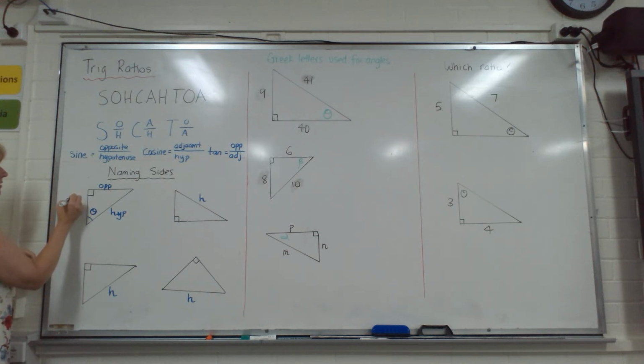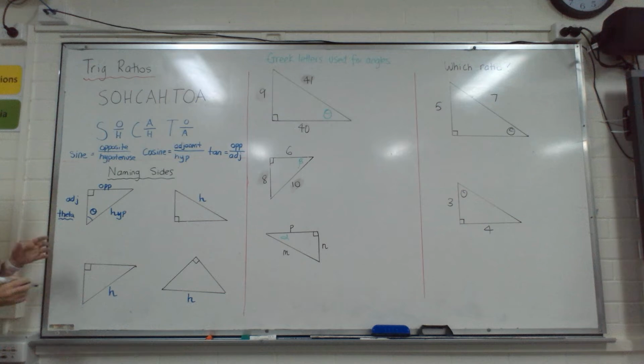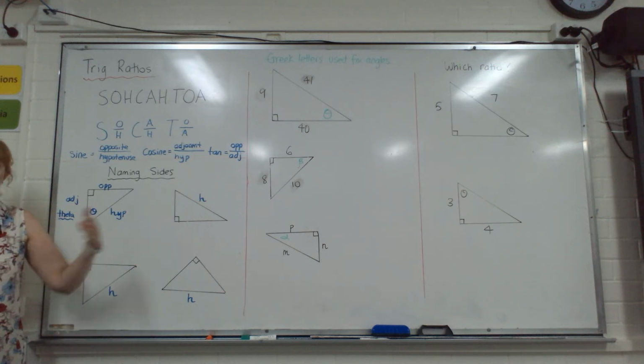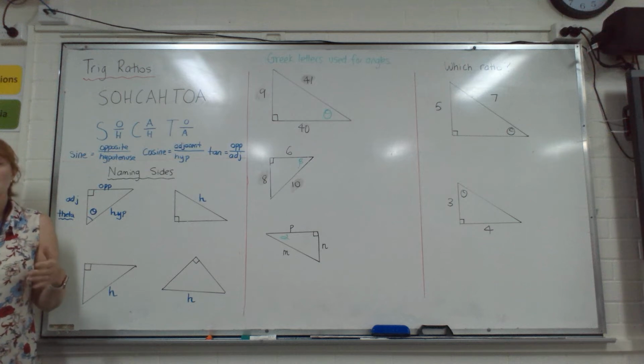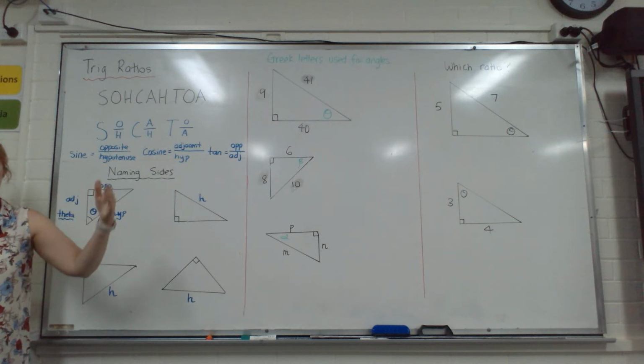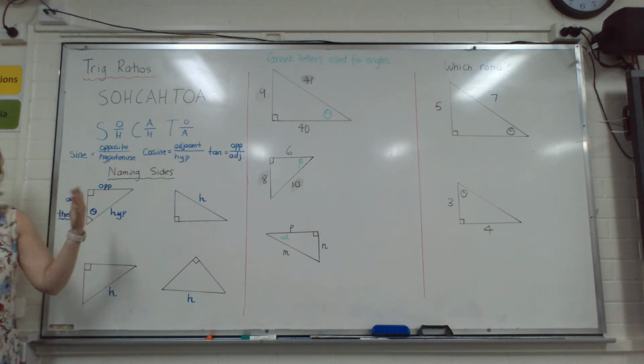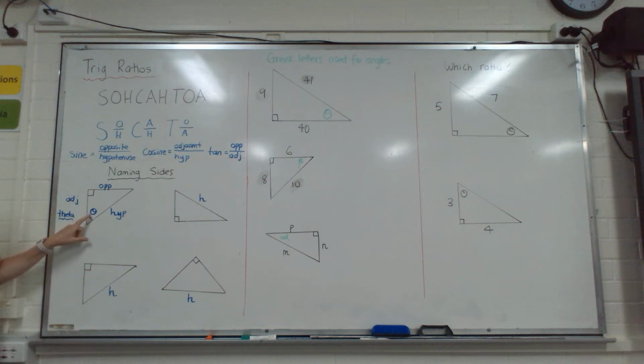But let me tell you something else about the word adjacent. The word adjacent just means next to. So if you were sitting here in class with me, I might say that Katrina was adjacent to Scarlett, because they're right next to each other. If you look at our angle again, the side that is adjacent to that angle is this one here. Now you might say, Miss, that one's also adjacent to that angle, but that one's already got a name, that's the hypotenuse. So this is our adjacent side.